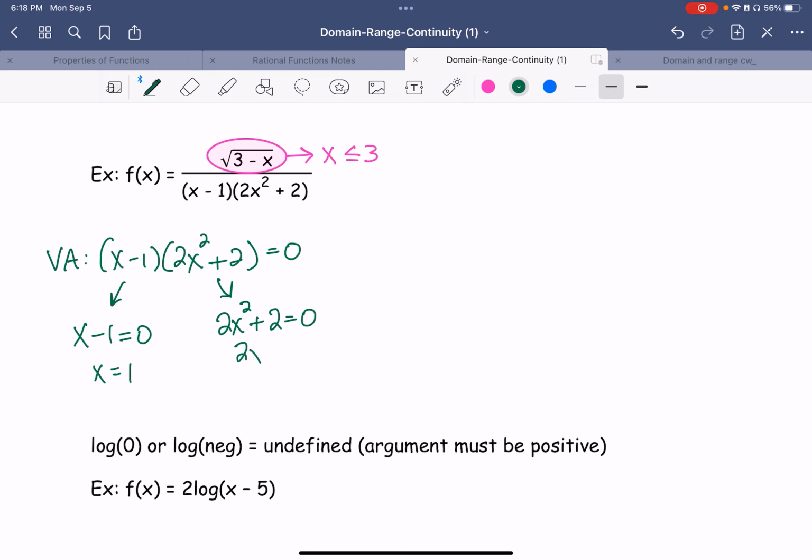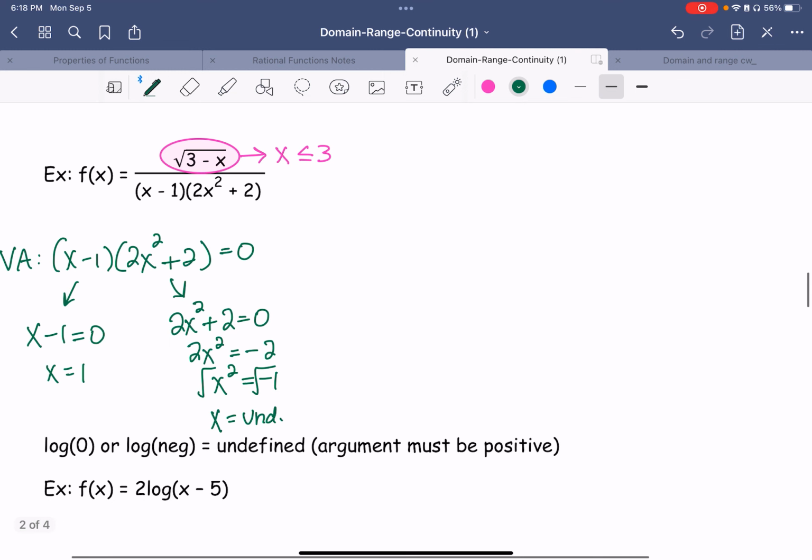On the other side you're going to subtract 2. And after you subtract 2, you're going to divide by 2. And then you're going to take the square root of x. But remember, you can't have a negative number under the square root. So this one is undefined. So the only one that's going to matter is that vertical asymptote at x equals 1.